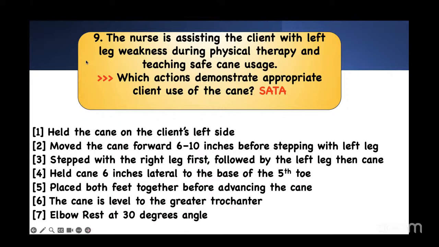So what do you think? The cane held on the left side is a wrong thing. You shouldn't hold the cane on your weaker side. It should be on the stronger side. So that one is wrong.